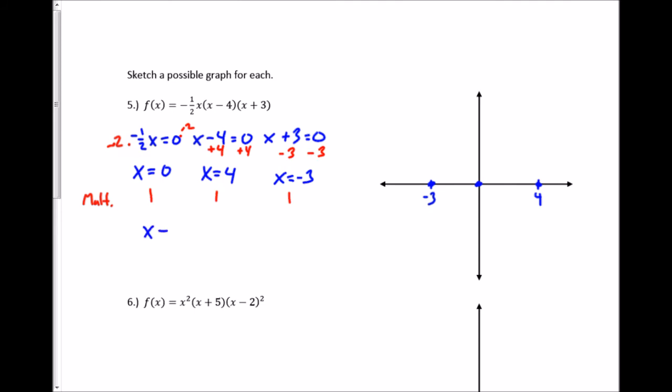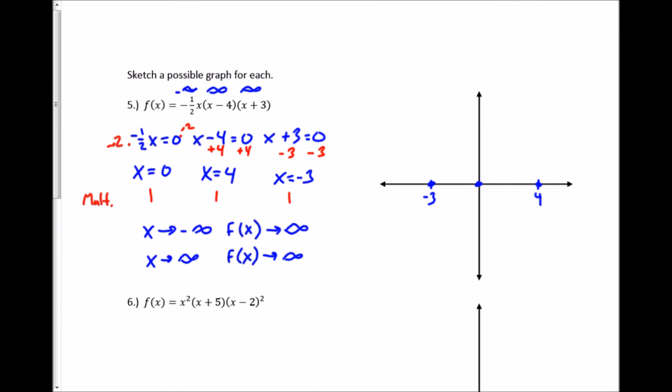So as x goes to negative infinity, I plug the negative infinity in. Negative infinity times a negative gives me a positive right here, times a negative, which looks like a positive infinity. And then when I plug the positive infinity in, I've got a positive infinity times a negative out front, which is a negative, times a positive, which is a negative infinity.